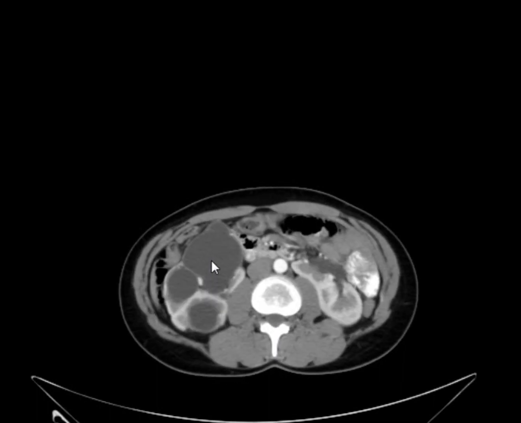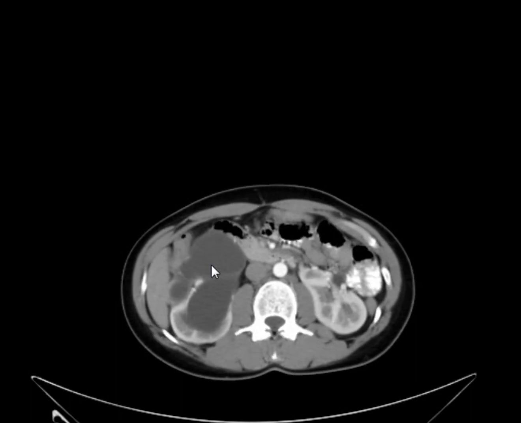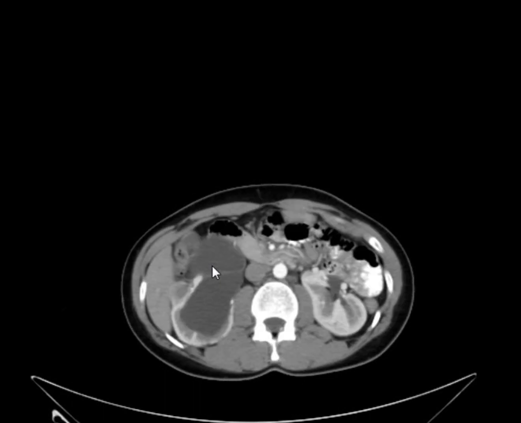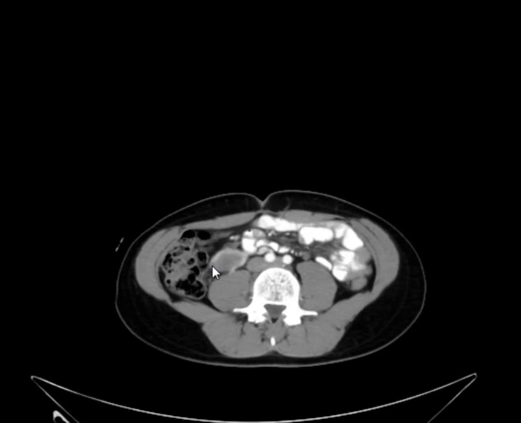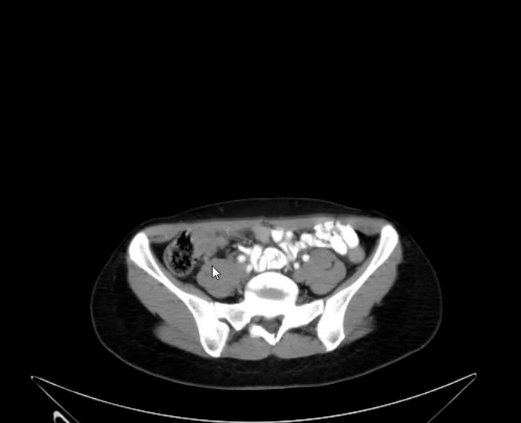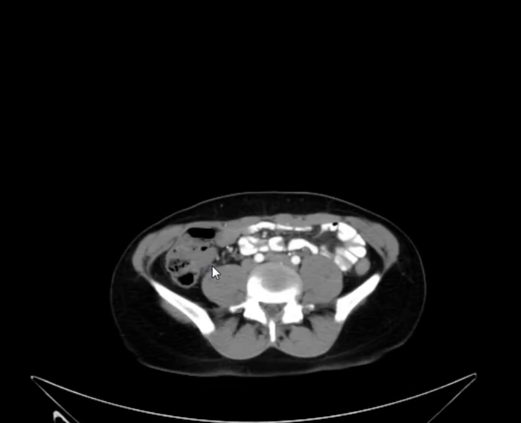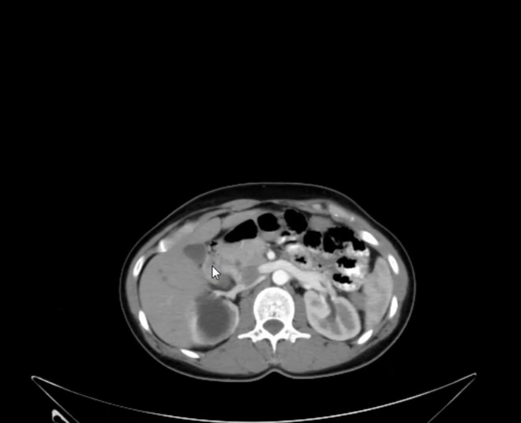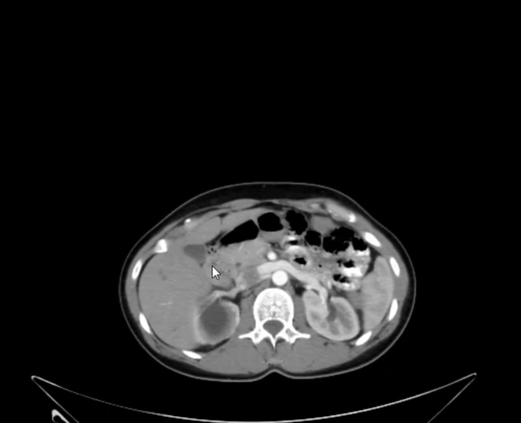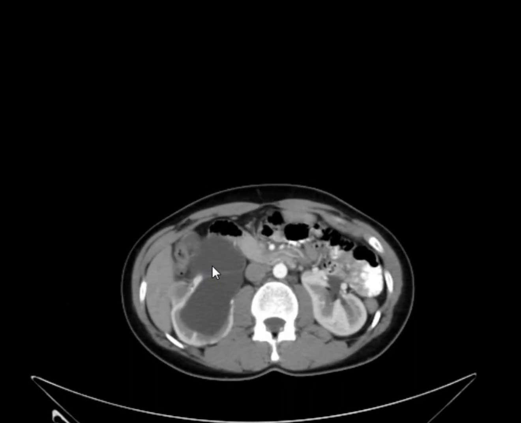Hypodense lesion in the right kidney. What did you see? What's going on? What do you see? Come on, this is part one of the case. Dilated pelvic region. Pelvic region?